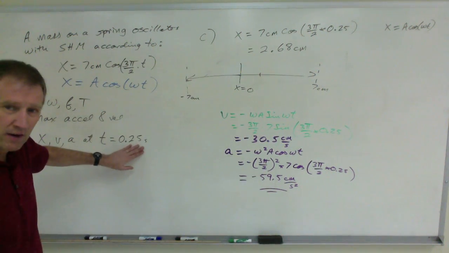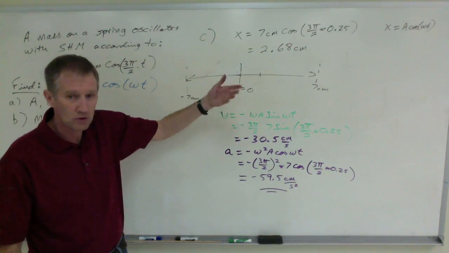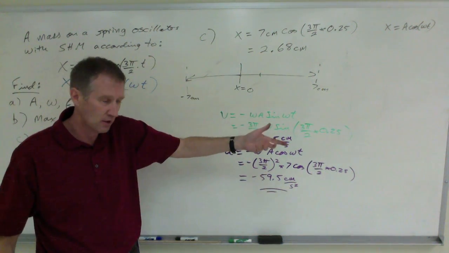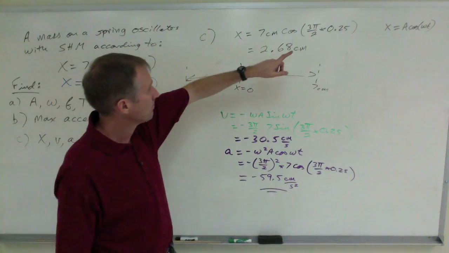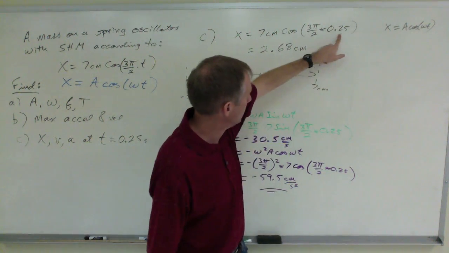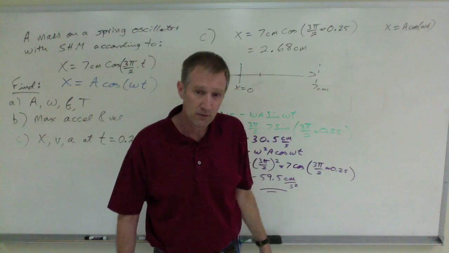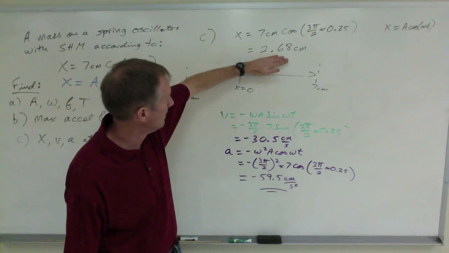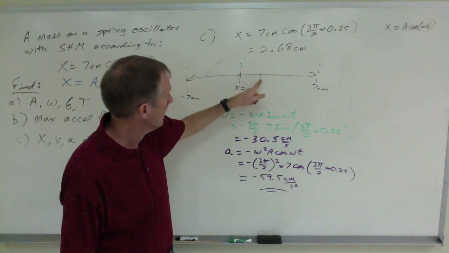Where did the 0.25 come from? Remember, that's the time. I'm trying to describe its position, velocity, and acceleration at this moment after release. And so I put in 0.25 seconds wherever I see a t. And so it's positive 2.68 centimeters, so it's to the right.